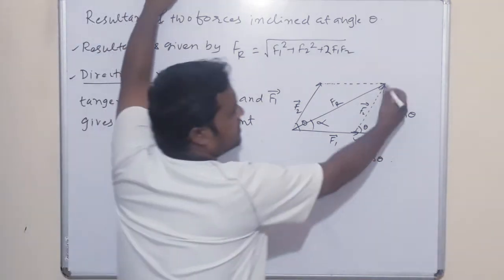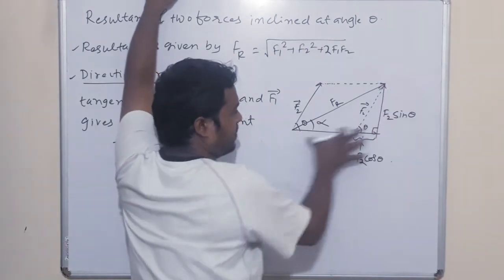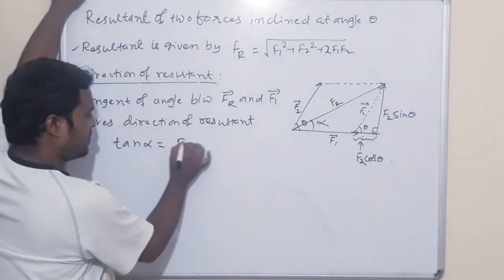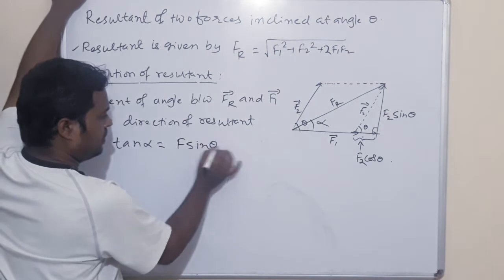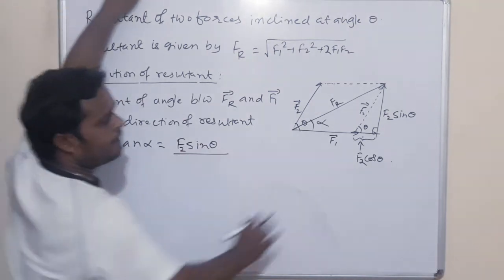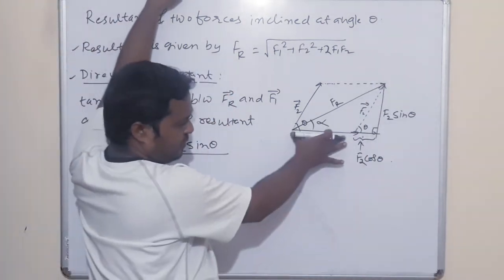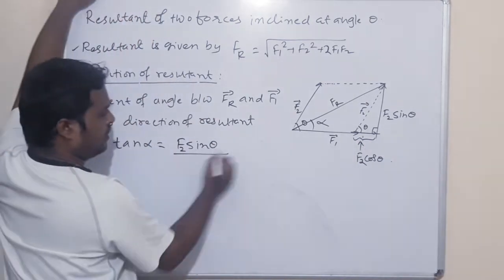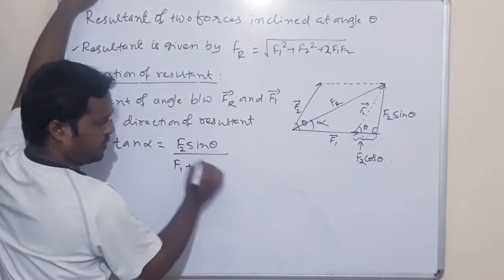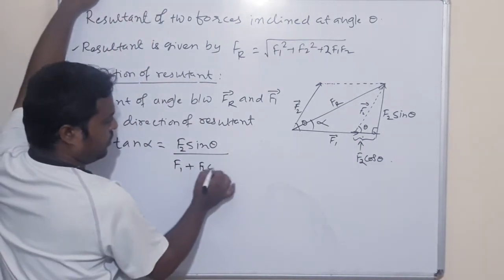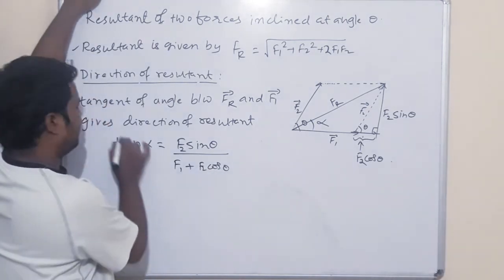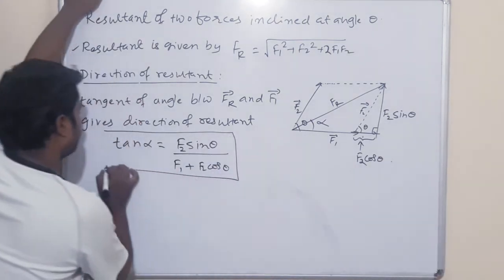What is tan alpha? You see, opposite by adjacent. What is my opposite in magnitude now? F2 sin theta divided by adjacent, which is F1 plus this much. What is F1? This is force 1. Then F2 cos theta. This equation will give the direction.